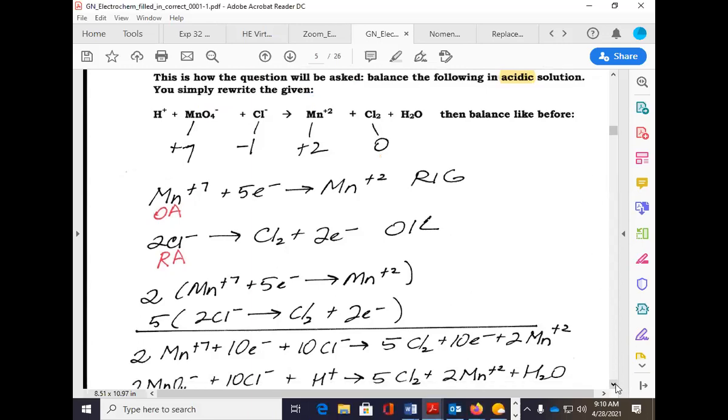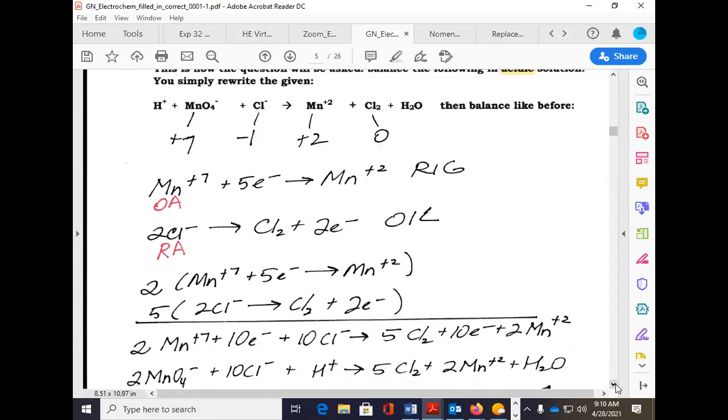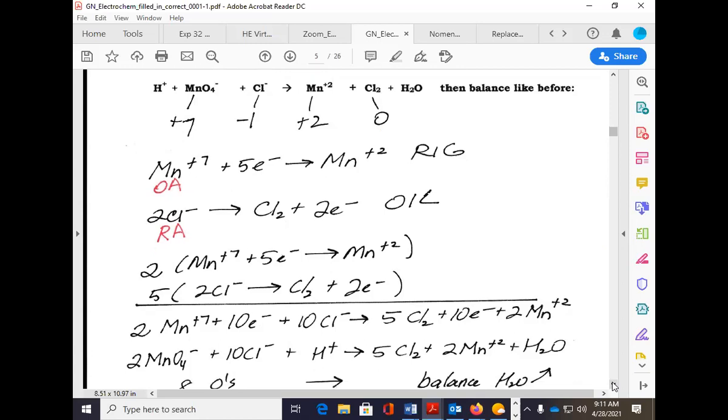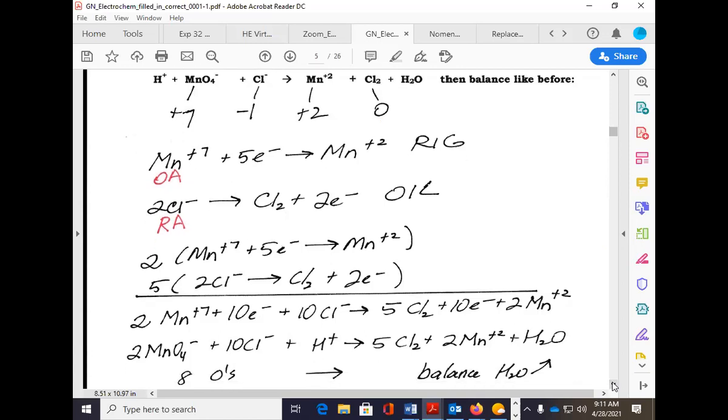So this is what we have so far. Then we go back to our original question. We don't show the electrons, they cancel. We have to go back and find our manganese 7, the chloride. We throw in the H+, we'll have to figure that out in a second here. And then we have the number for the chlorine diatomic. The manganese +2 is by itself, and then we have the water. So now we need to work on balancing the oxygens and the water.